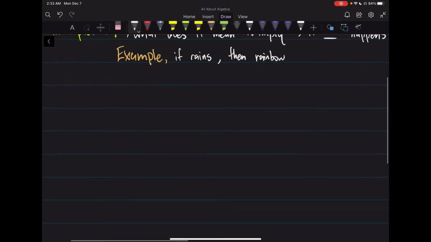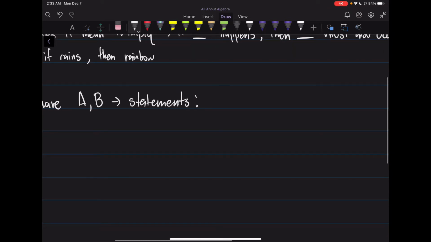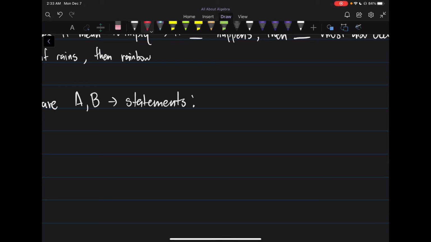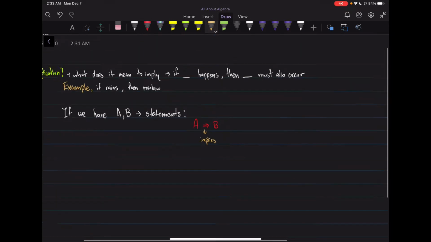And how we can apply this to math would be if we have two statements, which are statements, we can write an implication mathematically as this, where we know this means implies. That symbol with the two lines and the arrow means implies.